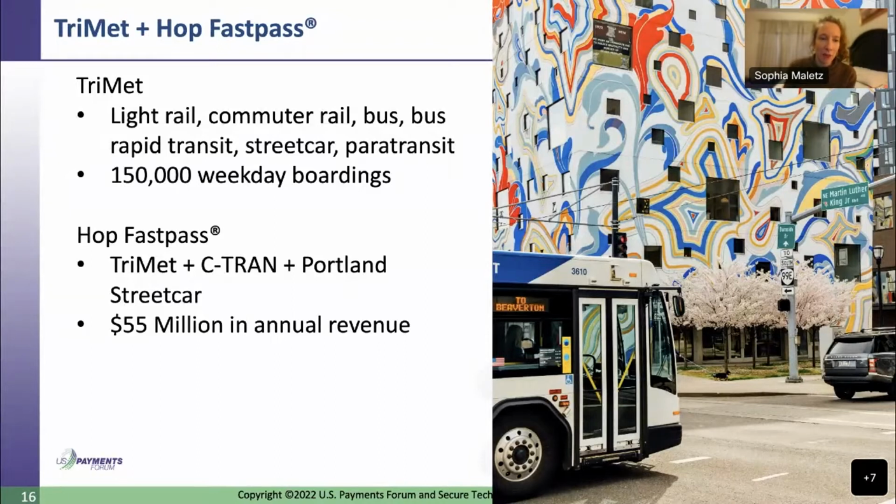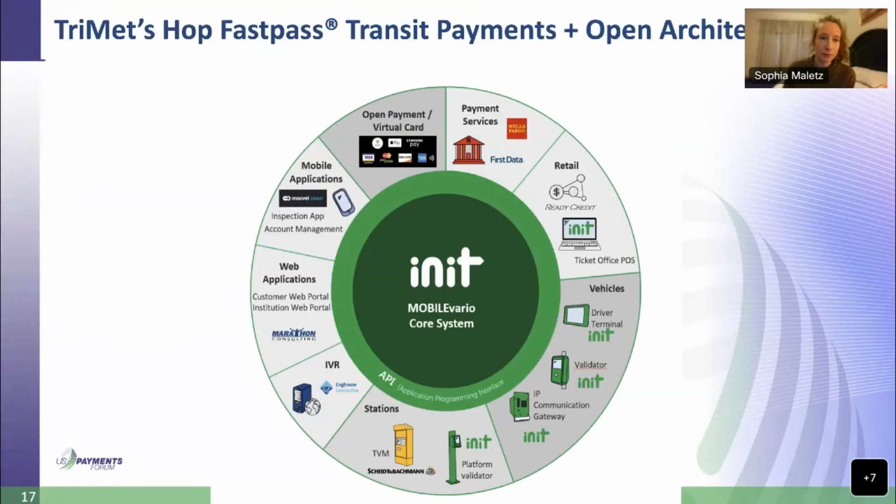So to dive into Hop Fastpass, the next slide shows our core system integrator, Init, and the various vendors that participate as a part of our fare payment ecosystem. TriMet's strategy in launching Hop Fastpass was to provide a back-end architecture that was open, so that we could go out and procure the best vendors for each of the components that we wanted to provide as a part of collecting fare. So here you can see we have hardware from Init. We also have hardware from Scheidt & Bachmann.